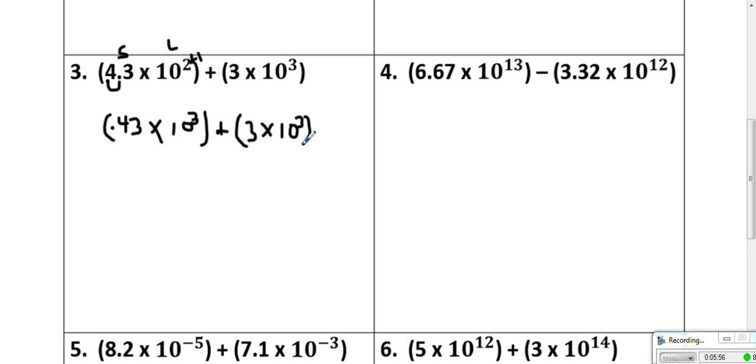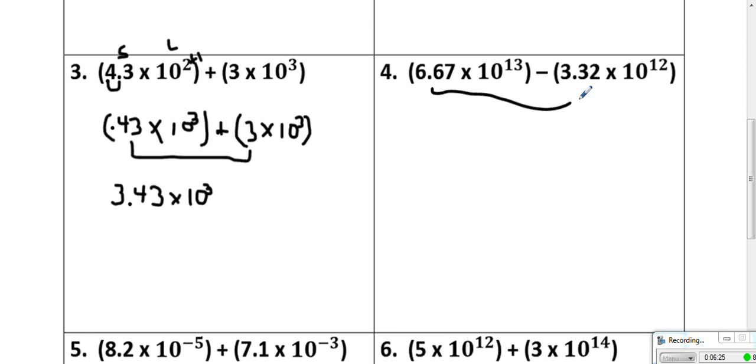And that's a 3. Now the exponents are the same. I could add those two numbers. So you have 0.43 plus 3 is 3.43 times 10 to the third, and you are finished because, again, it is in scientific notation. This is a number between 1 and 10.